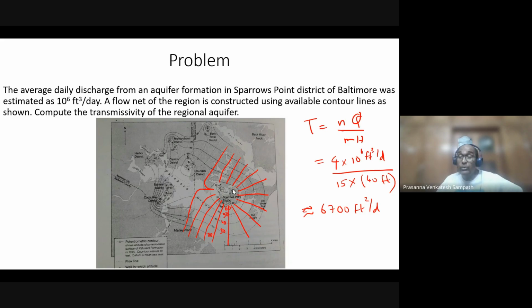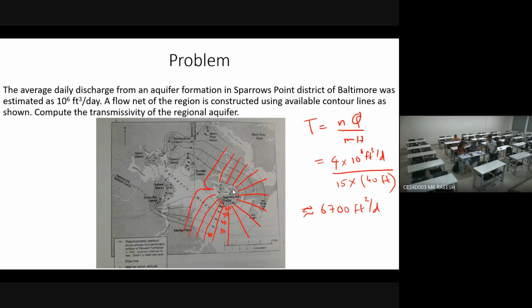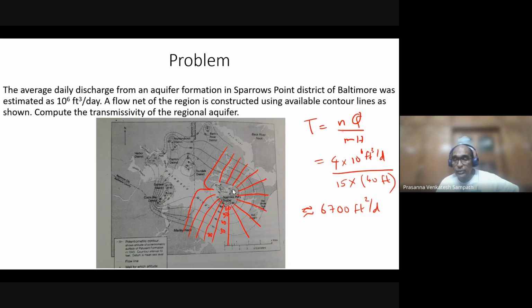Because meter square is about 10 times smaller than feet square, right? So that's the overall message that I want to be conveyed when we are talking about transmissivities. Don't think it's some kind of a super accurate estimate of what's going on or what the aquifer property is. It is an estimate to help us solve other practical problems. It is not intended to be super accurate.